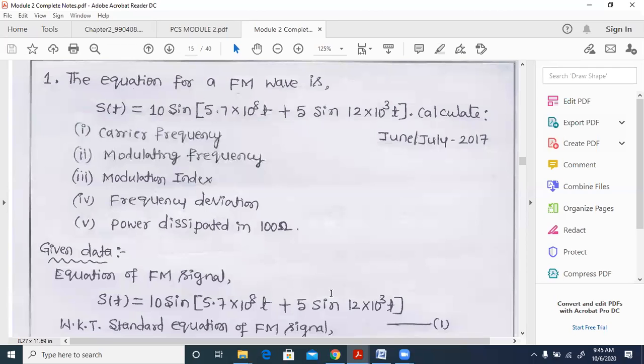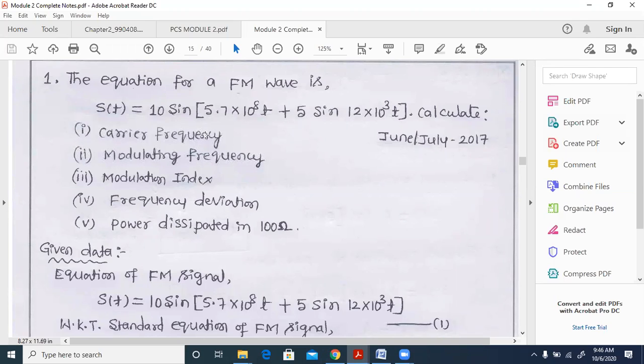Let us take some of the numericals. So here, the first one is the equation for an FM wave is given here. s(t) = 10 sin(5.7 × 10^8 t + 5 sin(12 × 10^3 t)). Calculate carrier frequency, modulating frequency, modulation index, frequency deviation, power dissipated in 100 ohms. So all these are very simple. The first three are straightforward.